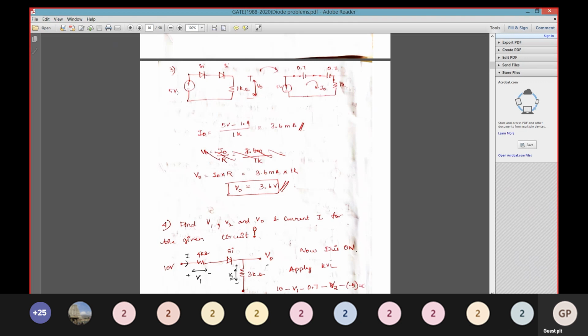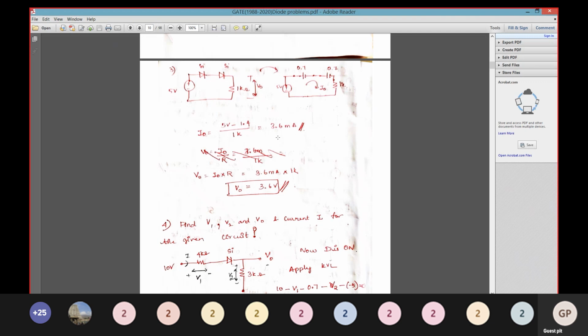Okay, so this is your 5 volt and you have two diodes over here. What is the total voltage across them? Each is silicon, so you need 0.7 plus 0.7, that is 1.4. So the current over here is 3.6 milliampere.